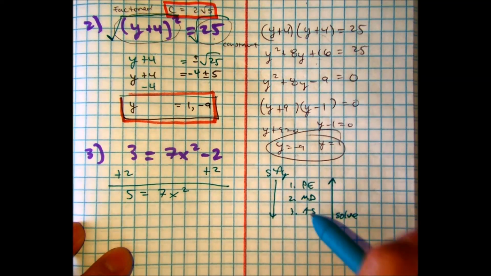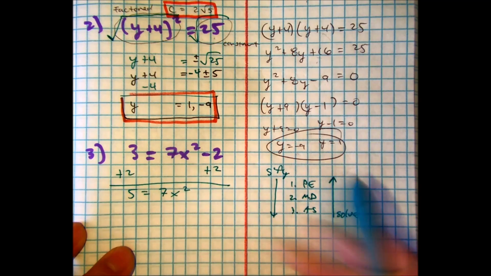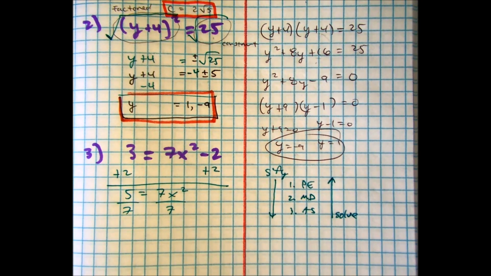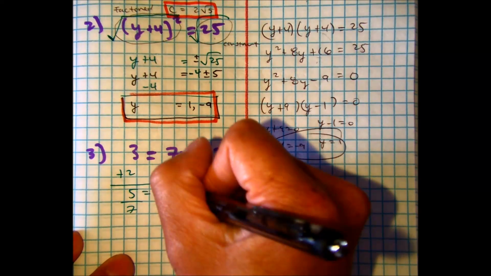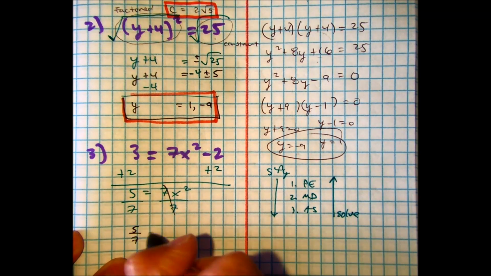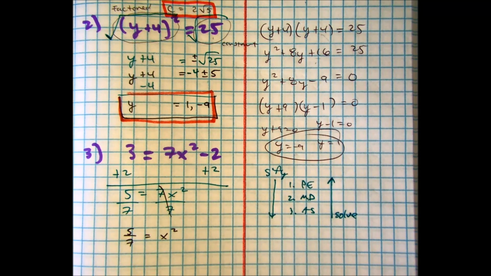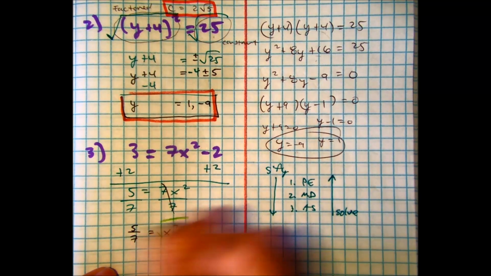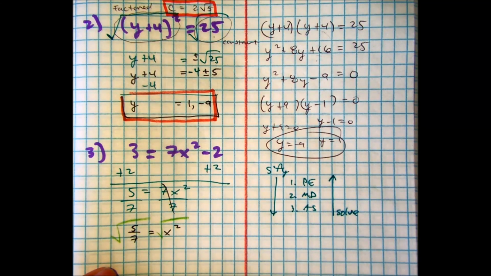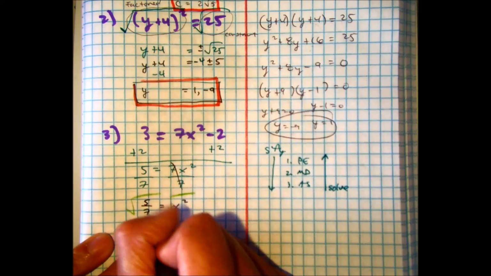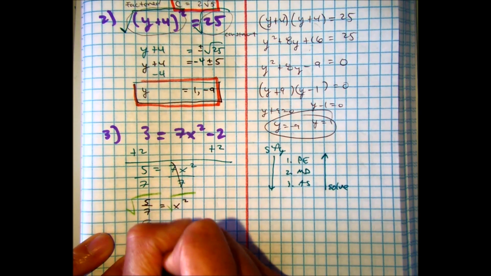No, because it tells you that we should do multiplication and division first. So I would divide by 7. I'm left with 5 over 7 equals x squared. Class, now can we apply the square root rule? Yes, we can. I have the square root of 5 over the square root of 7.